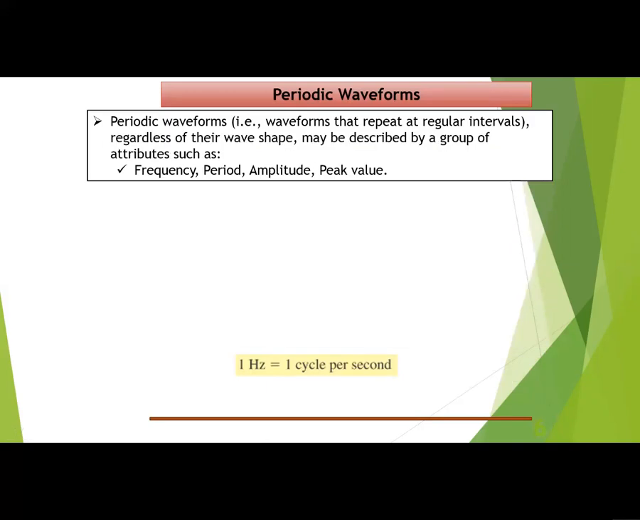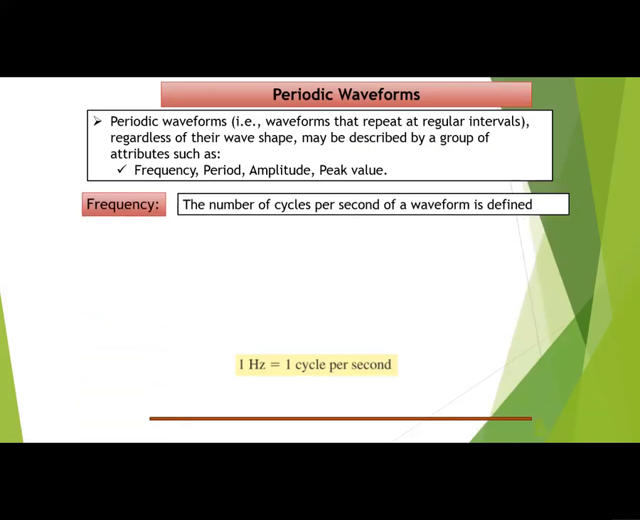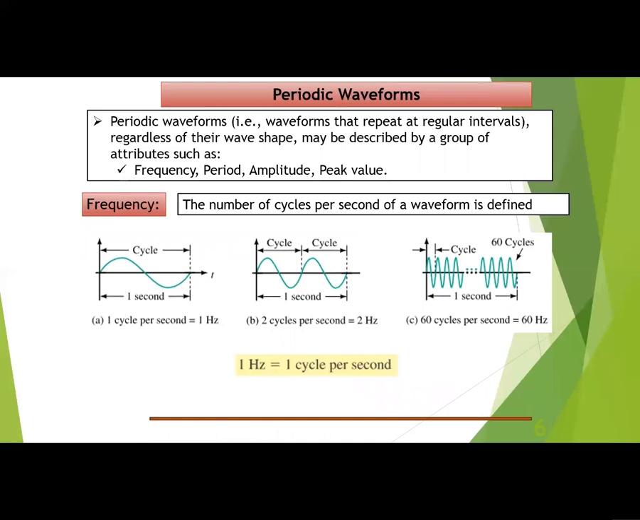See the periodic waveform. A waveform is a graphical representation of an AC quantity, and it repeats at regular intervals. Frequency, period, amplitude and peak value depend on this waveform. So frequency, how much frequency?